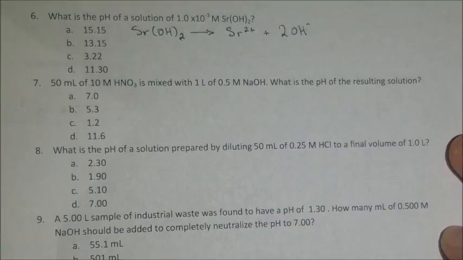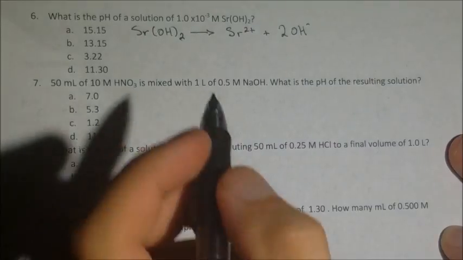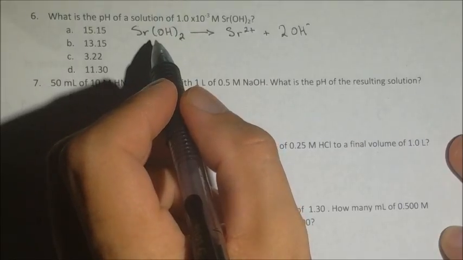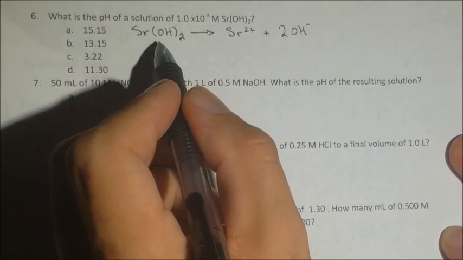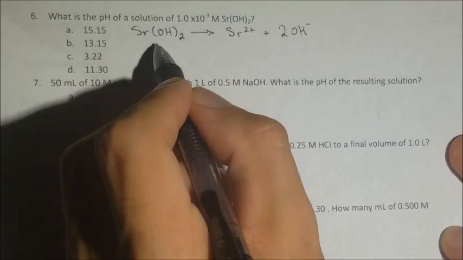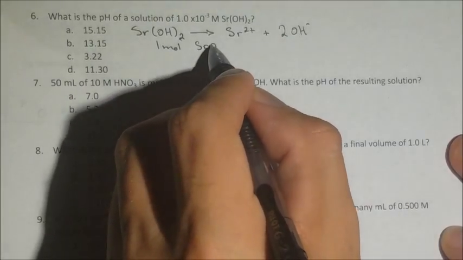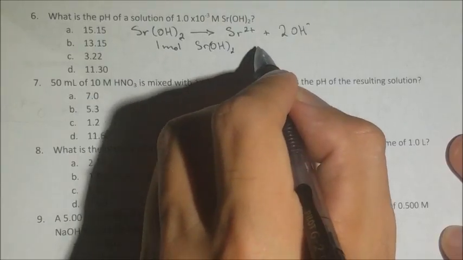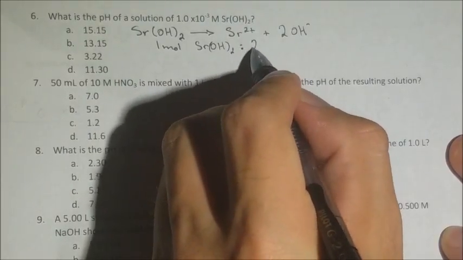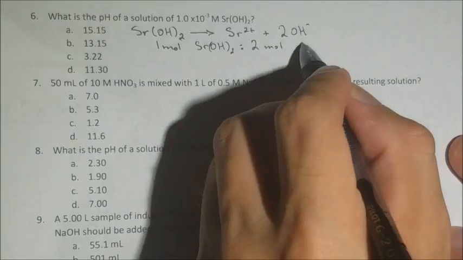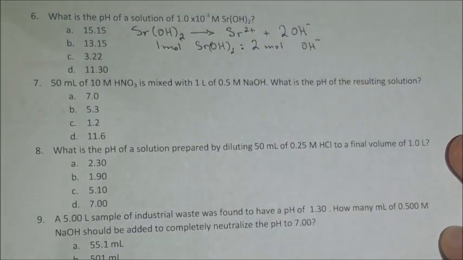That's very important because now it's no longer a 1-to-1 mole ratio. If we wanted to figure out how many moles of hydroxide are made, we have to say, okay, well, for every 1 mole of strontium hydroxide, there are 2 moles of hydroxide ions that come out of this electrolytic dissociation.